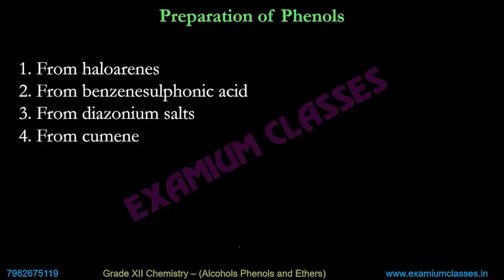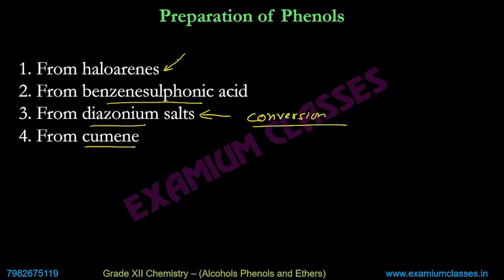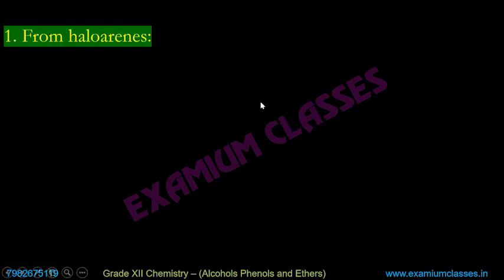Preparation of phenols, four methods. From haloarenes, which we have talked about in the first chapter of organic chemistry. Then from benzene sulfonic acid, from diazonium salts, and from cumene. Diazonium salts will be used frequently in conversions. Although all will be used, this is very frequently used in conversion.